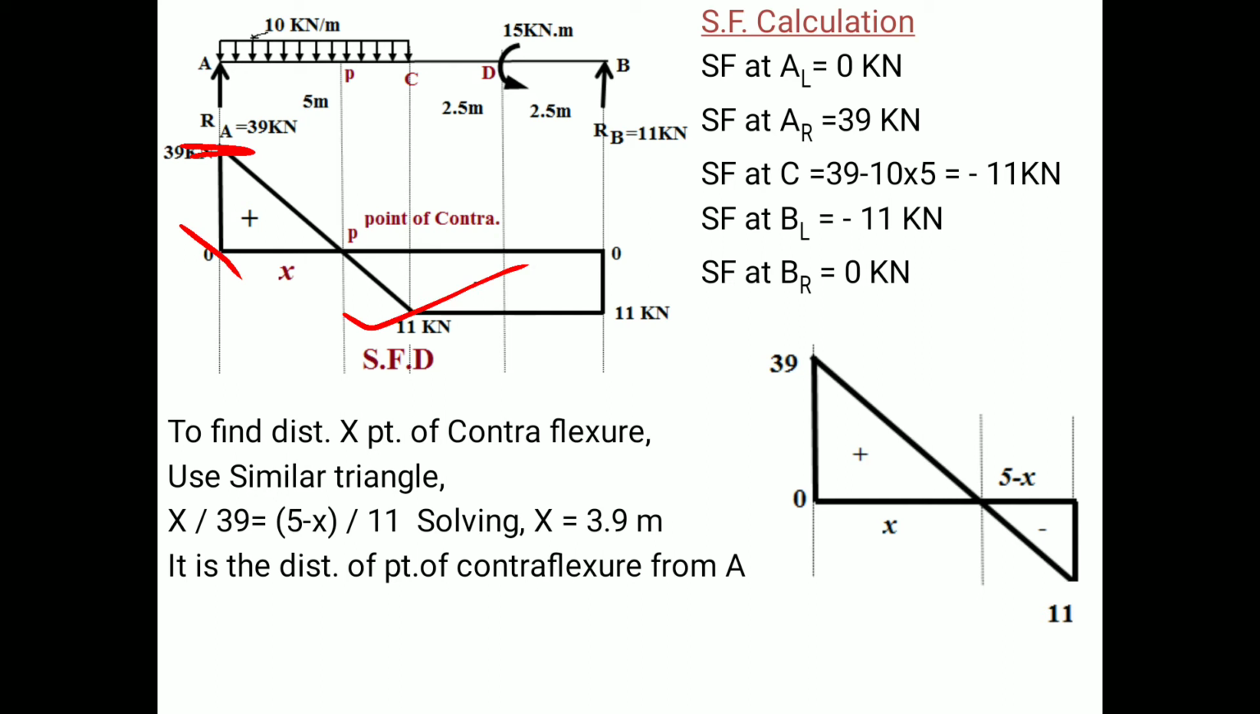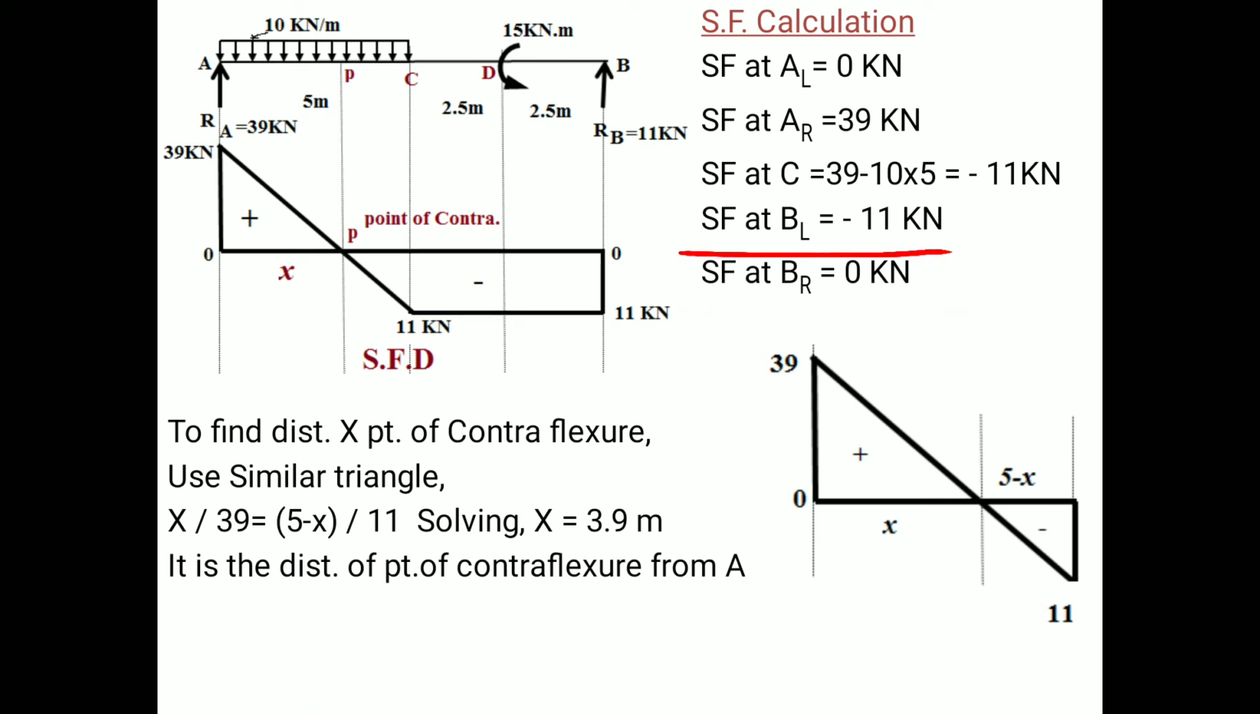If you observe from point A to C, a UDL is acting. Therefore, between point A to C, we have to join it by an inclined straight line. Therefore, you will observe an inclined straight line from A to C. Shear force at left of B is again minus 11 kilonewton because no load is acting between C to B. And as usual, shear force at right of B, that is at the end, it is 0. So this is the 0 value.